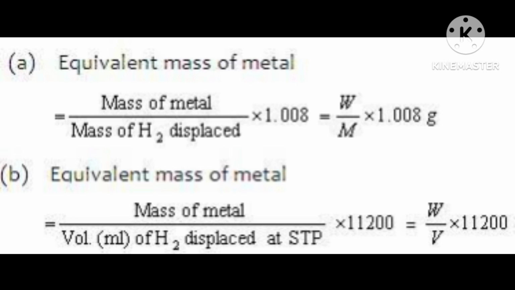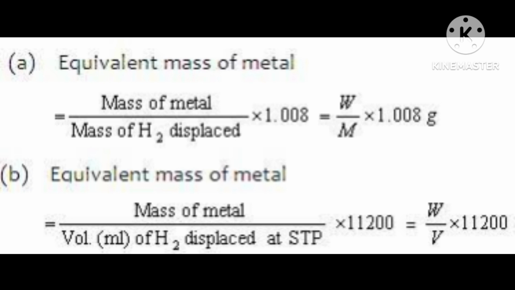Example: silver nitrate plus NaCl, AgNO3 plus NaCl, it forms AgCl plus NaNO3. This reaction is common. AgNO3 plus NaCl forms AgCl, that is the precipitate, plus NaNO3, it is soluble.